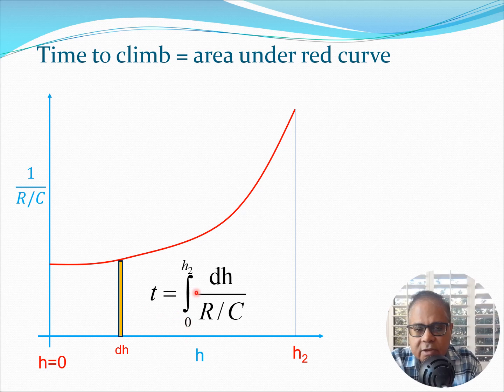T is the integral from 0 to h2. So h is 0 here, h2 here. These are the bounds of the definite integral. You have dh here. dh is a small increment in h. From calculus we know that this is a very small change in this length h, and so t would be simply this integral. Once we know the variation of 1 by R/C, which I have shown here, some kind of variation like this, all we need to do is calculate the area under this red curve.